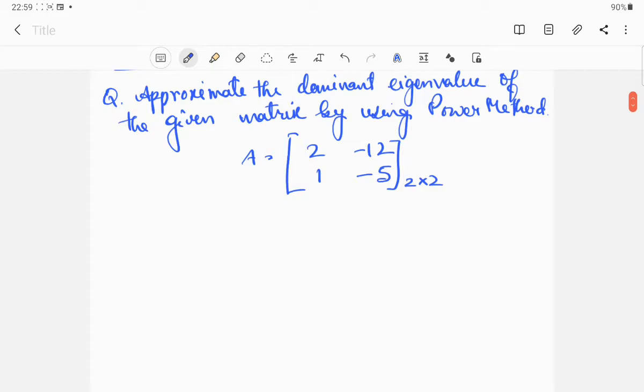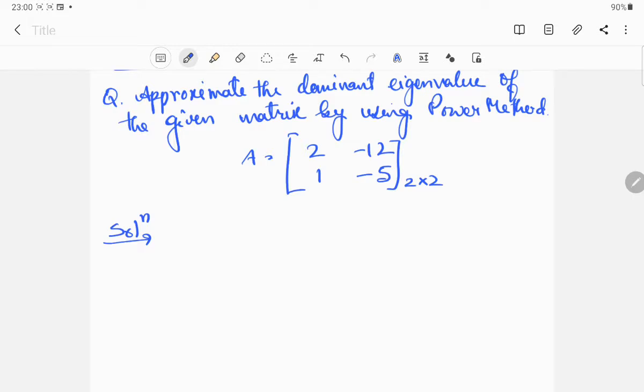What we are going to do right now: we have taken the same matrix that we took in the last video. We have not changed it, and there is a reason for it. The reason is that we are going to match the results with the previous solution, to see whether we are getting the same result with both the methods or not. So let us start.